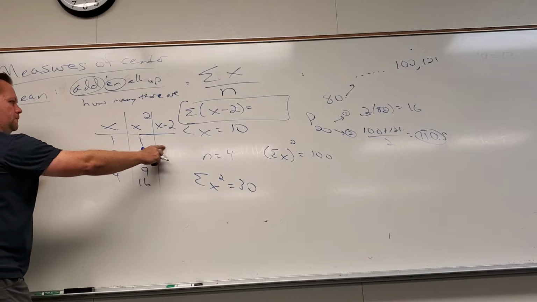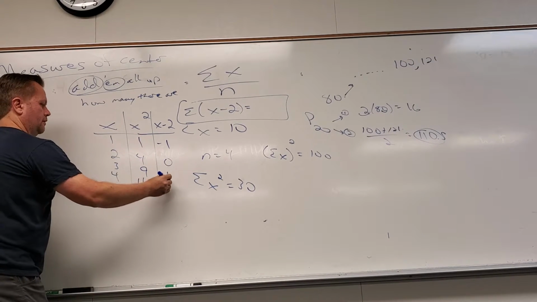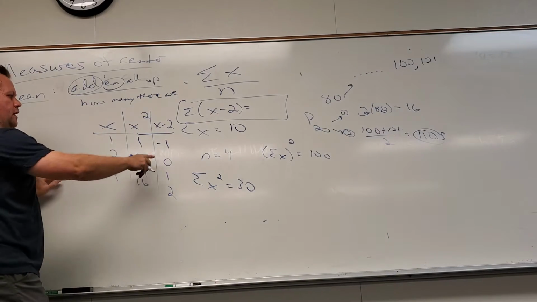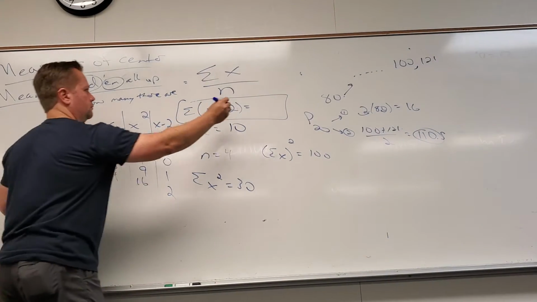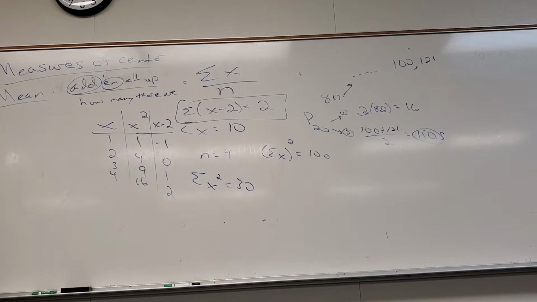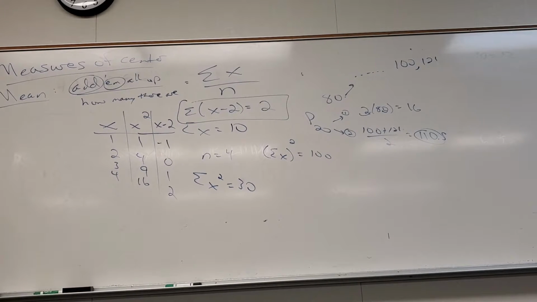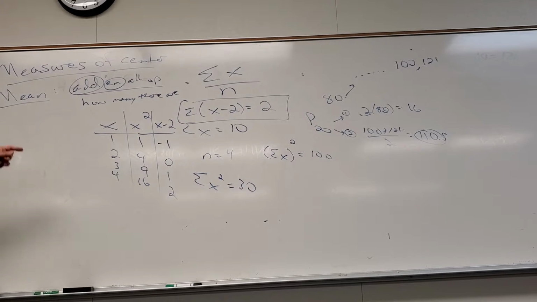So what do I put here? -1, 0, 1, 2. And of course, those add up to be 2. Okay. That's not bad once you see what it's saying. Same way that this isn't hard once you know what the symbol is saying.